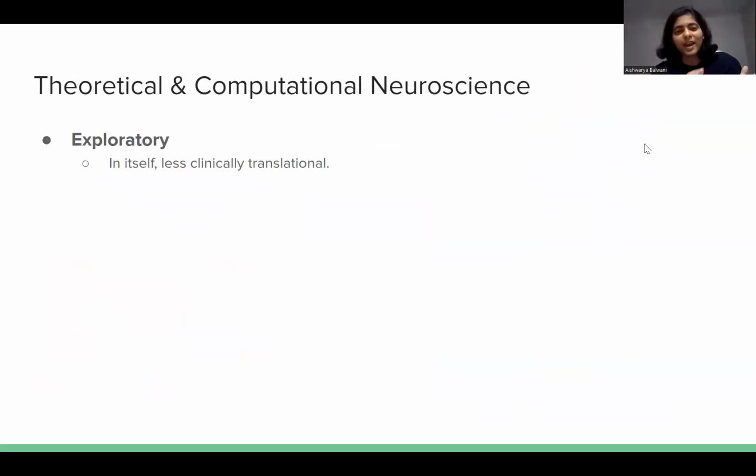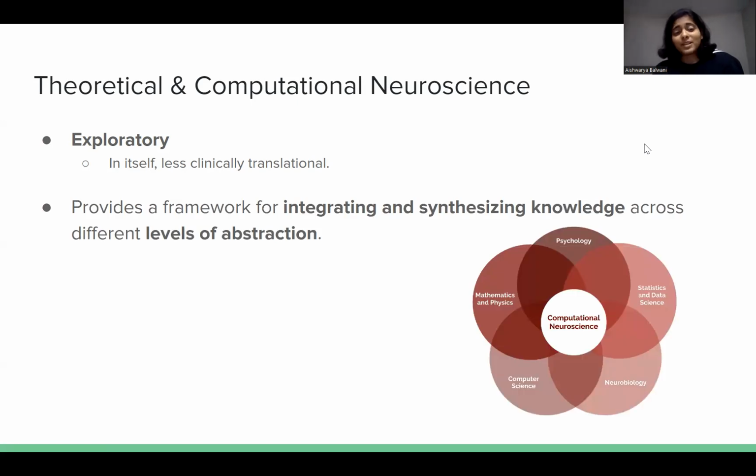Having spoken about all of that, I'm now going to talk about what computational and theoretical neuroscience is. The first thing to bear in mind is that this is perhaps a more exploratory field of neuroscience, and it's not so clinically translational or relevant. But the reason why it's really important is because it gives you a way of integrating and synthesizing knowledge across the different levels of abstraction that we saw before.